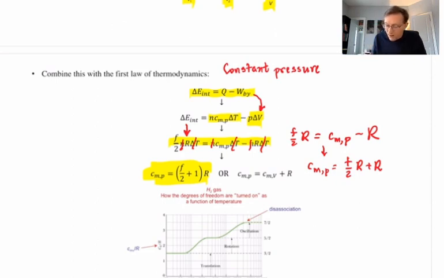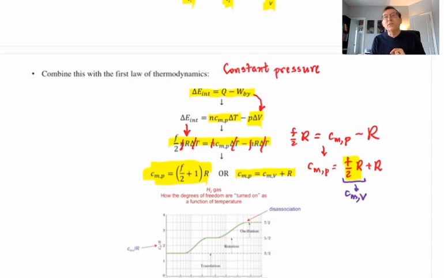But F over 2 times R, like I had here, that's the molar specific heat of the ideal gas at constant volume, right? So another way to write CMP is that it's CMV plus R. CMP is larger than CMV. It takes more heat energy to get the temperature change at constant pressure than it does at constant volume, for the reasons I said up above.